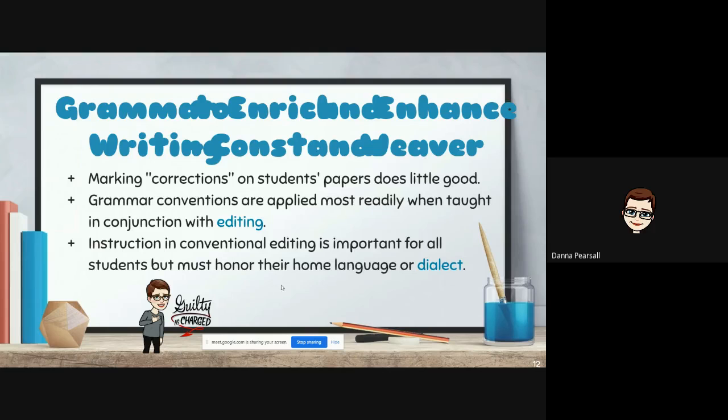And this is also something we don't talk about much, but instruction in conventional editing is important for all students, but you also have to consider home language and dialect.